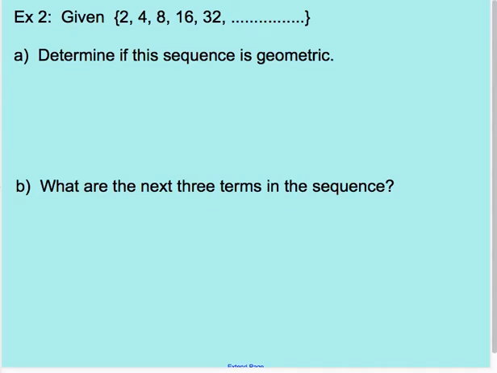Second example, our first job is to determine whether or not the sequence is geometric. Similar to what we did on our first example, we have to find the common ratio between all of our terms. On this one, hopefully you guys can see 2 times 2 is 4, times 2 is 8, times 2 is 16, times 2 is 32. So yes, this is a geometric sequence because that common ratio is constant. To find the next three terms, we keep multiplying by 2. 32 times 2 is 64, times 2 is 128, times 2 is 256.